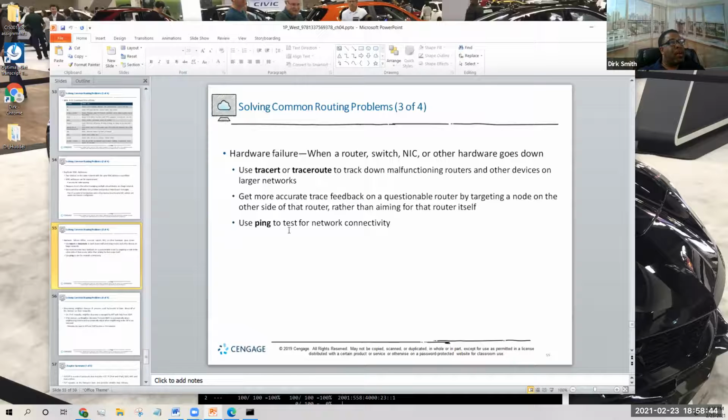Solving common routing problems: hardware failure with routers and switches and NIC cards and other hardware going down. You can use tracert and traceroute. What that does is when you type those commands in, it tells you how many hops. And then if you know your network well, wherever the hop stops at that particular router, that's probably where the break in the chain is. And that's what it's doing. Okay, ping to test the network connectivity, and you guys all use the ping command. You just put that in, it's just going to send out 4 packets, and it's going to come back with a reply. Okay.